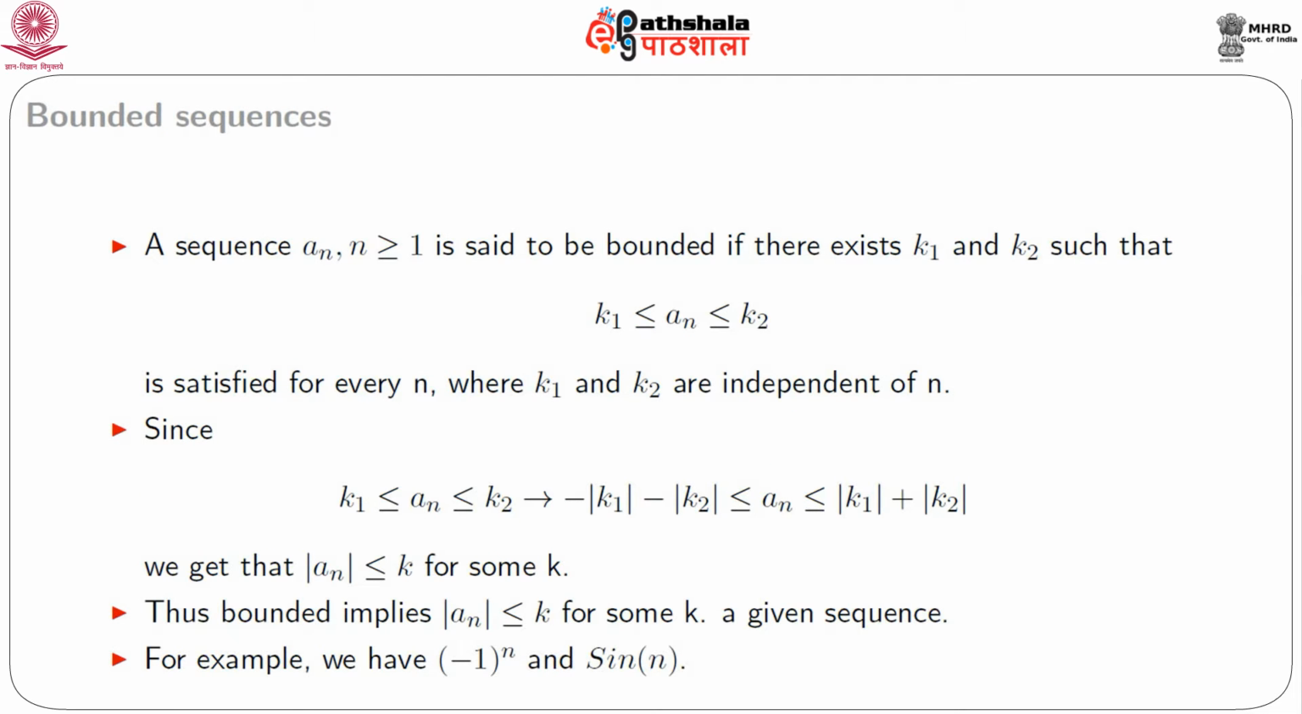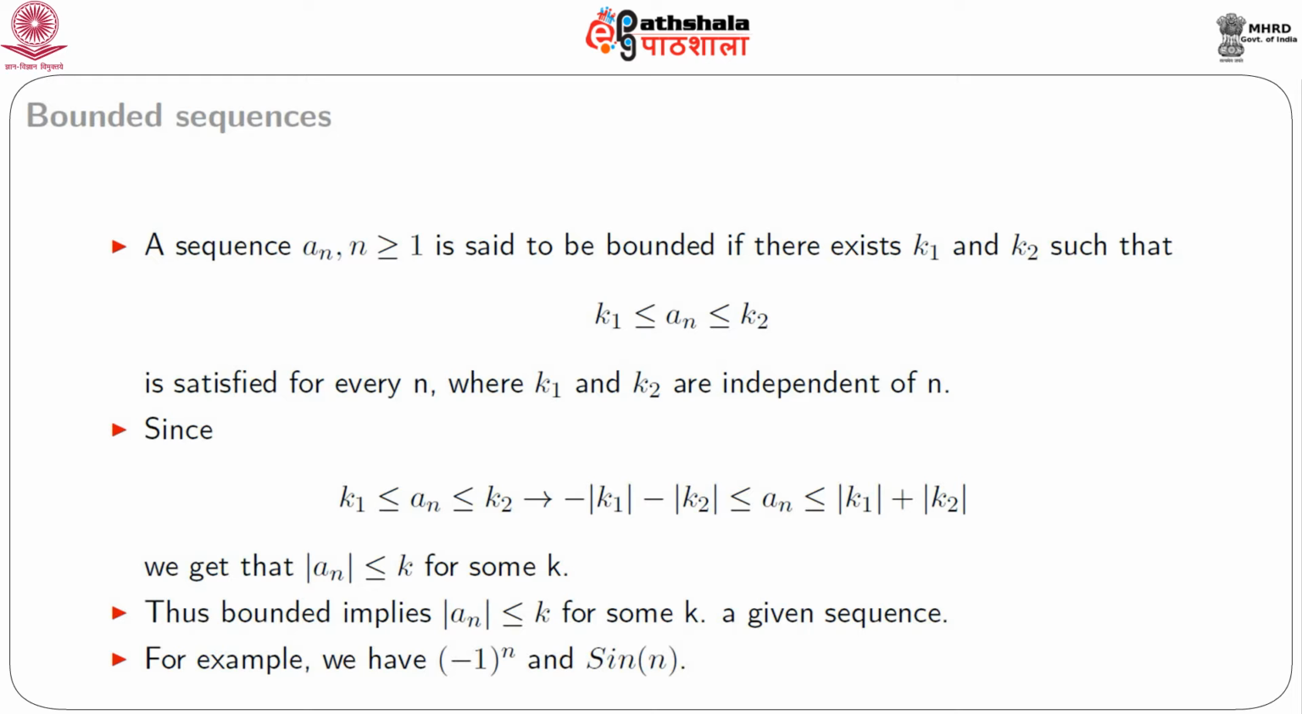Next, we introduce the concept of bounded sequences. A sequence a_n is said to be bounded if there exist constants k1 and k2 such that k1 is less than or equal to a_n, which is less than or equal to k2, for every possible value of n, where it should be mentioned that k1 and k2 are independent of n.